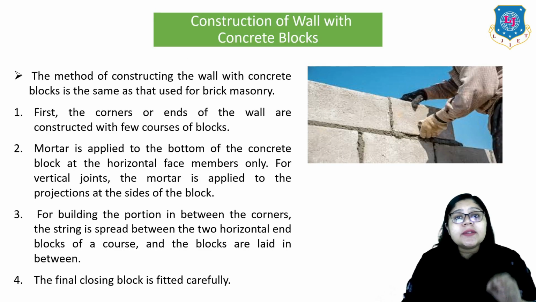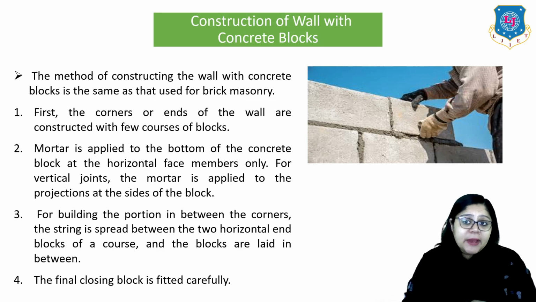Now let me talk about the construction of a wall with concrete blocks. The method of constructing the wall with concrete blocks is the same as that used in brick masonry. First, the corners or the ends of the walls are constructed with a few courses of blocks. Then the mortar is applied to the bottom of the concrete block at the horizontal face members only. For the vertical joints, the mortar is applied to the projections at the sides of the block.